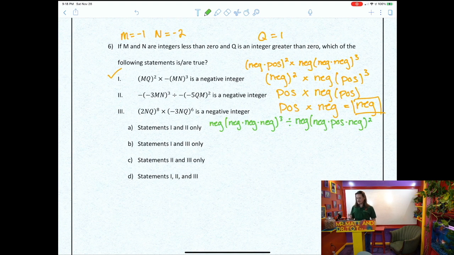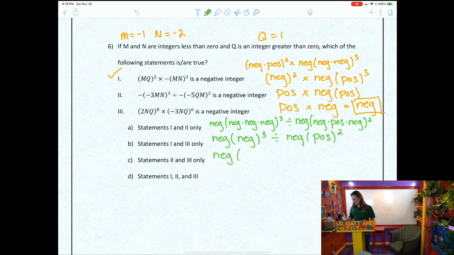On the left, we have a negative raised to the 3rd power. Remember, if we exponentiate to an odd power, that's going to remain negative. So that's going to be a negative times a negative divided by a negative times a positive squared is positive. Now a negative times a negative is going to be positive. A negative times a positive is going to be negative. And a positive divided by a negative is negative. So statement 2 is true.